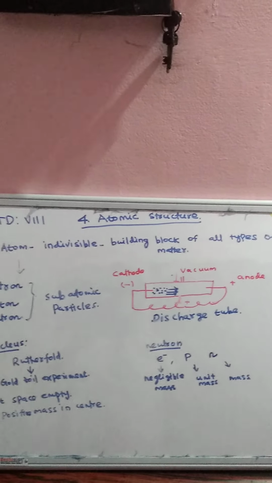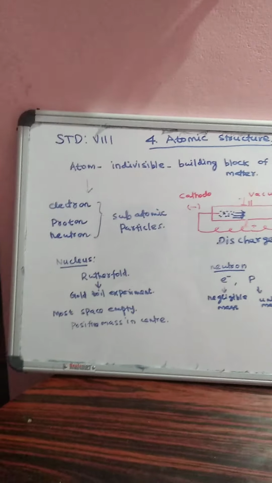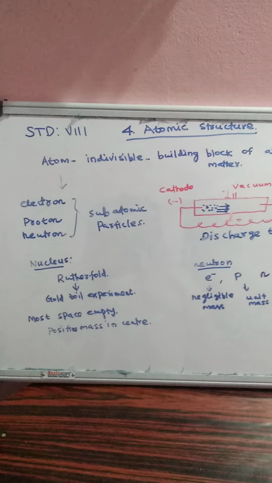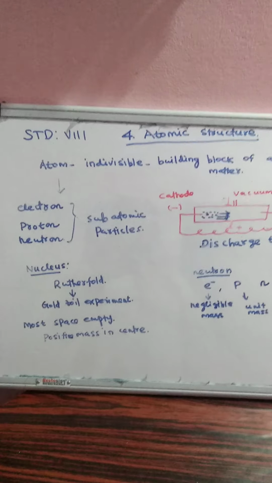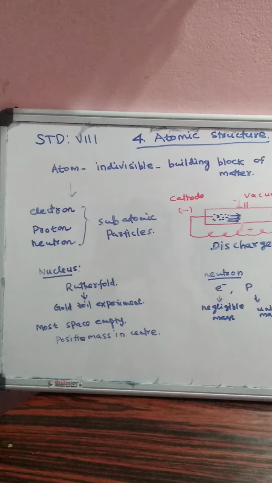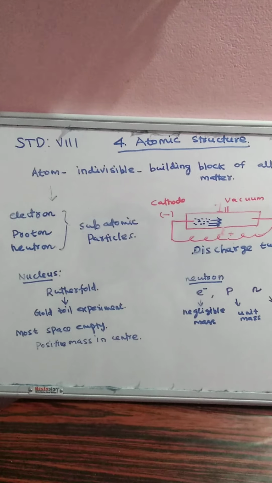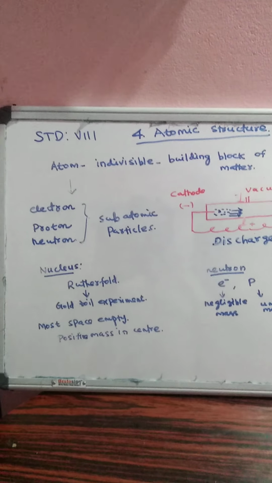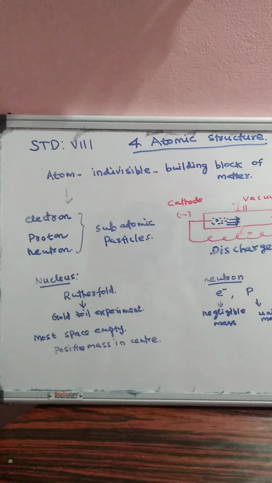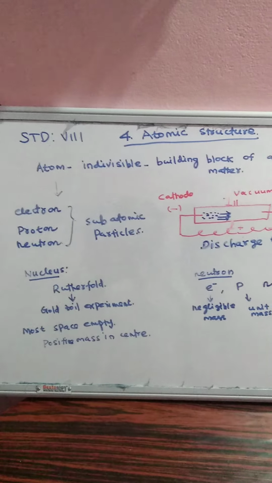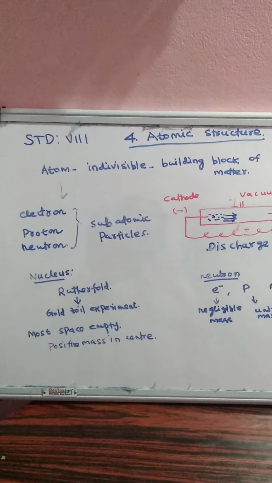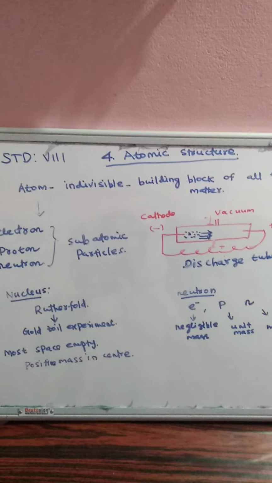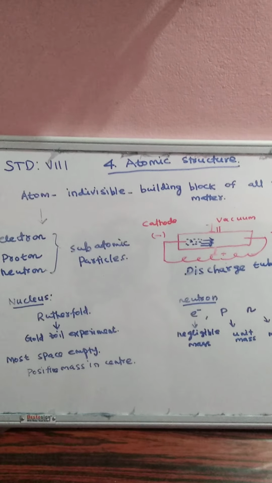Okay, children? Then, after electrons and protons, another scientist, Rutherford, conducted one experiment. That experiment is known as the gold foil experiment. Through this gold foil experiment, the scientist found there is empty space inside an atom. Most of the space is empty inside an atom. Suppose a large playground. There is a small tennis ball inside the playground. Compare the size of the playground and the tennis ball.